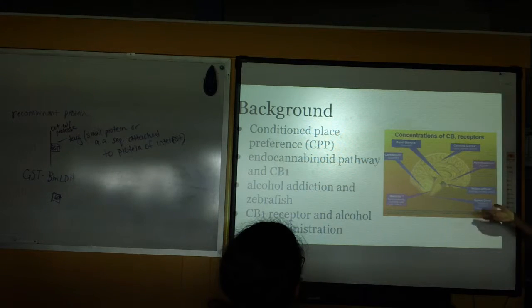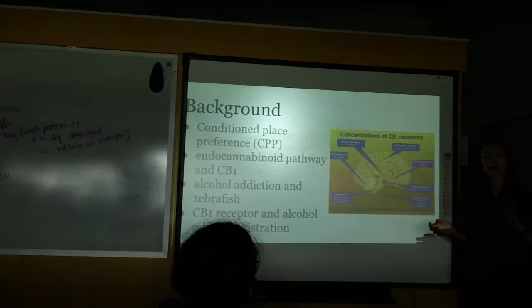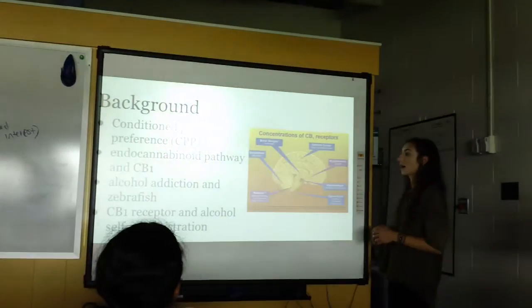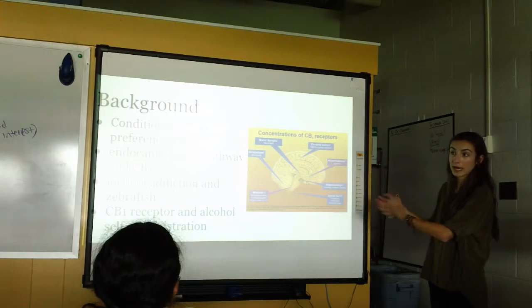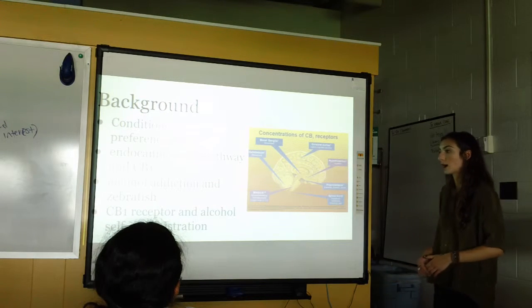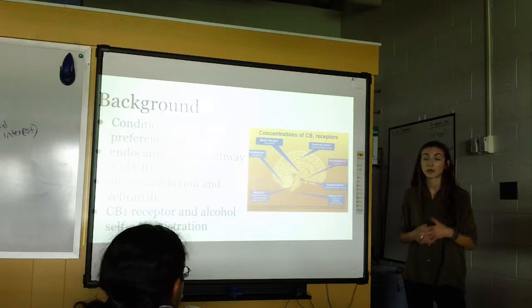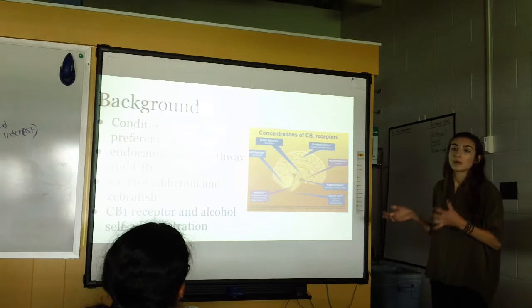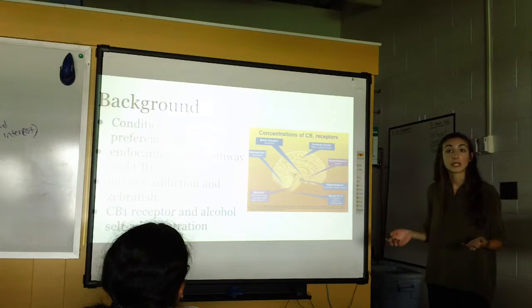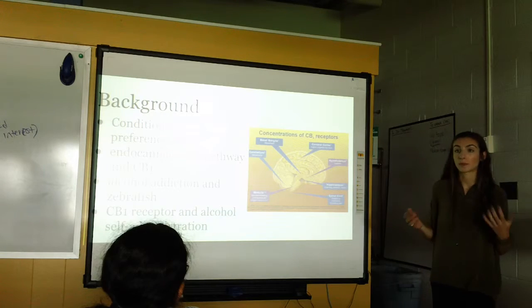And then the endocannabinoid pathway is a signaling pathway in the brain. It's in all different places in the brain, but it's been shown to be involved in addiction, specifically cocaine and nicotine addiction. Mostly that's because it's associated with memory, and a lot of addiction has to do with memory.